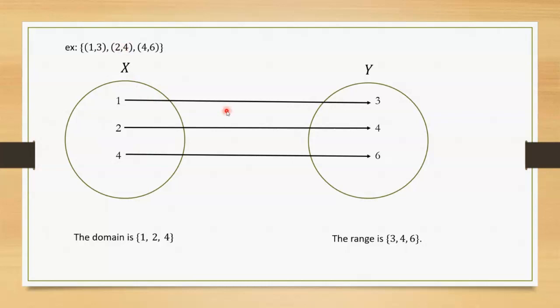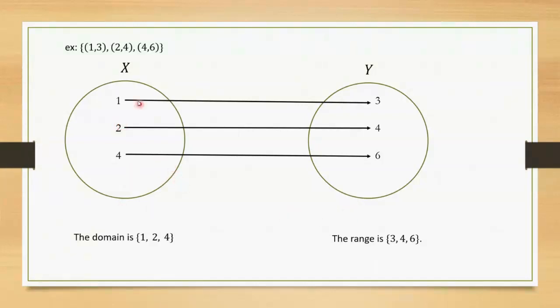I know I didn't put it on the slide here, but you can actually think about going the other way around. Let's say the relation was not written. I gave you this correspondence diagram, but you can get the relation from that. From the arrow, you get the ordered pair 1, 3. Here you get 2, 4, and 4, 6.